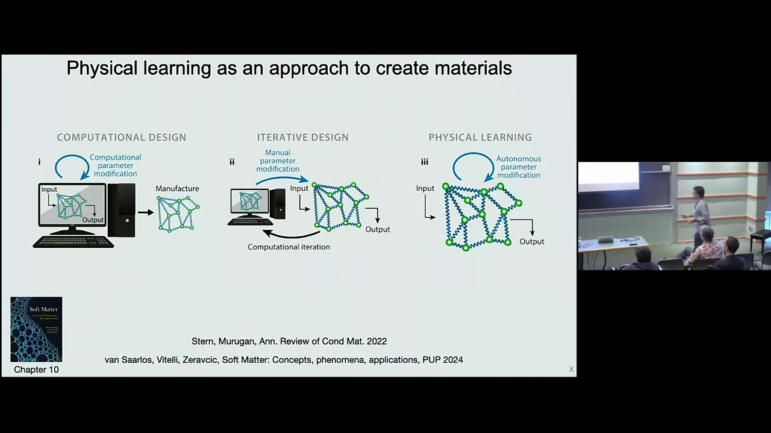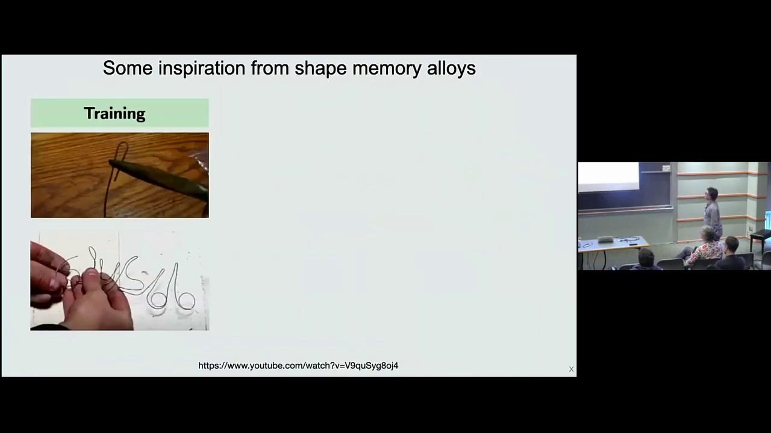And this is a nice review, in my opinion, by one of my colleagues, Arvind Murugan. And this book, which I co-wrote with Zorana Zeravcic and Wim van Saarloos, has in chapter 10 a whole host of background material that is used for, in particular, the discussion of the Hopfield model that will come later. Zorana herself is actually a pioneer in this field. These are ideas that are still a little bit in development, but as anything in life, they do take inspiration from things that have been around for a while, and also from classical material science.